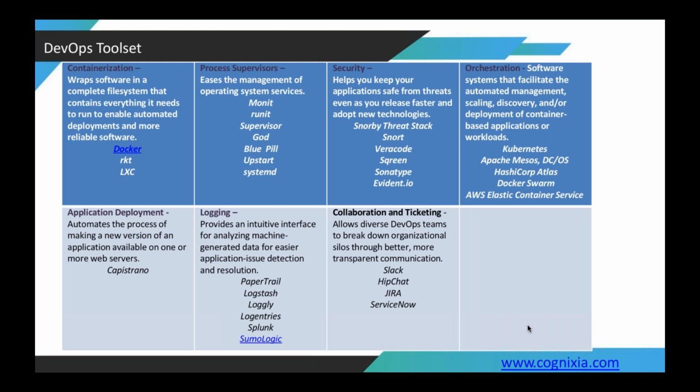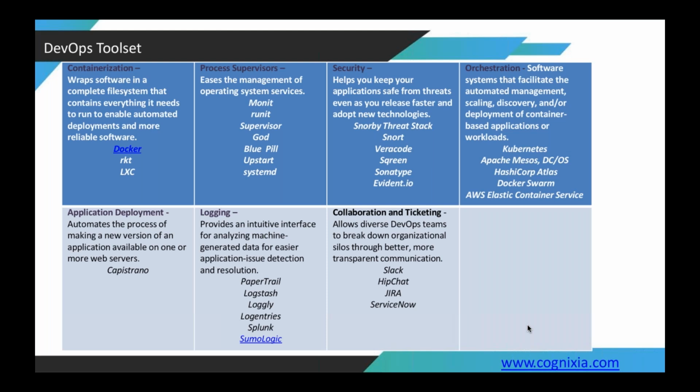Then there is Apache Mesos, then there is HashiCorp Atlas, Docker Swarm, AWS Elastic Container Service. So these are all the orchestration services for the containers.